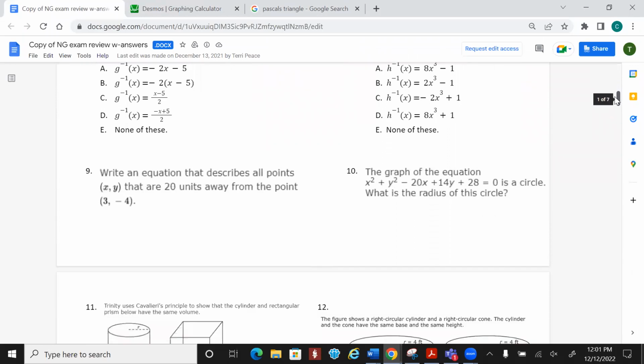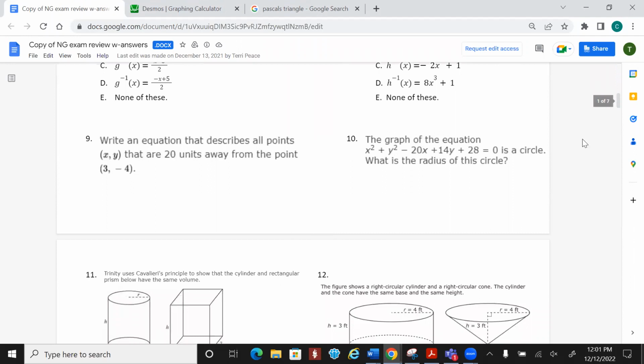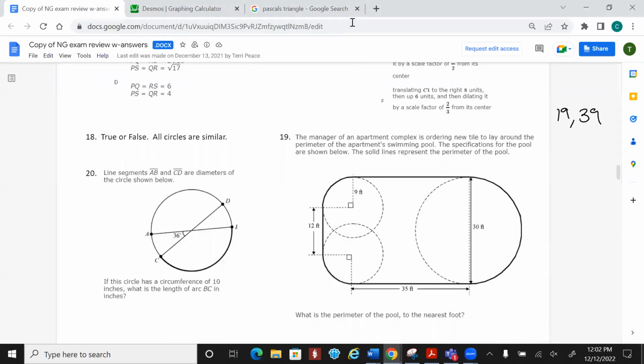Desmos is your friend. Desmos is gonna carry on that one. Okay. So on the rest of this, I'm gonna go ahead and take questions. Okay. So number 19.